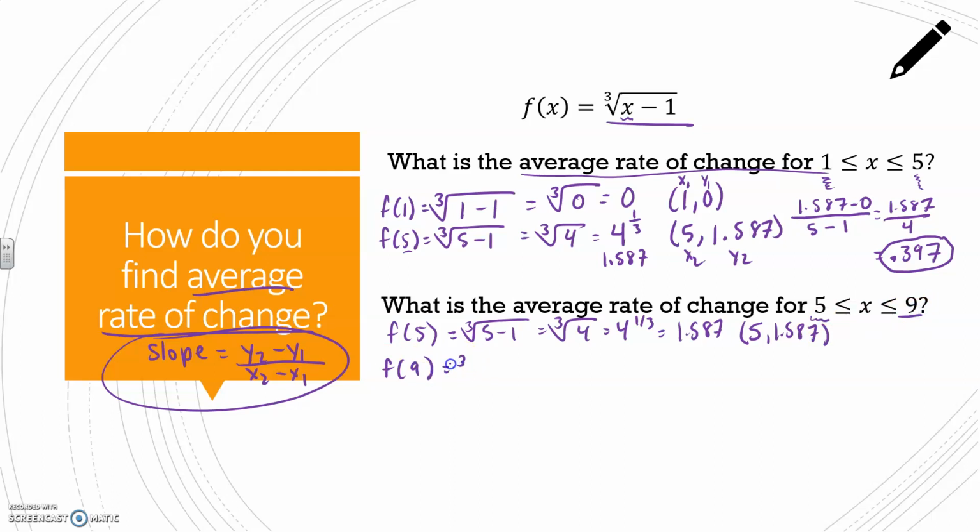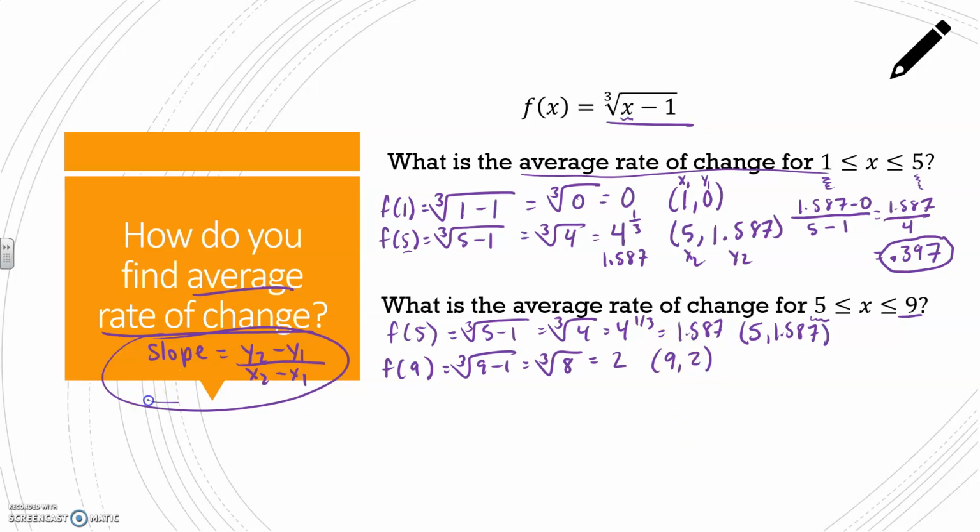But the other value we want to plug in is 9. So with an input of 9, I get the cube root of 9 minus 1, which is the cube root of 8. And that is a perfect cube. What times itself 3 times is 8, and that's a value of 2. Which means that it's an input of 9 and output of 2.